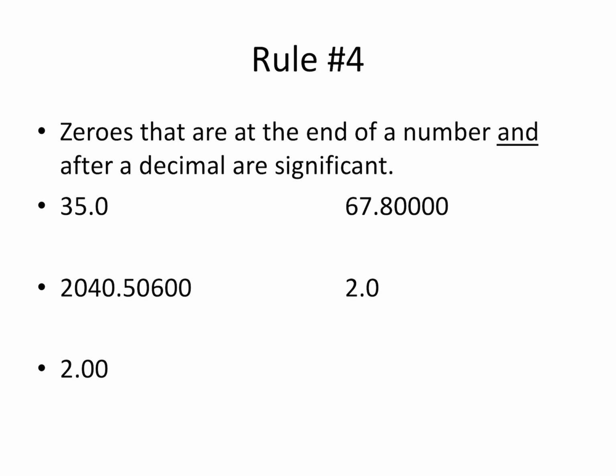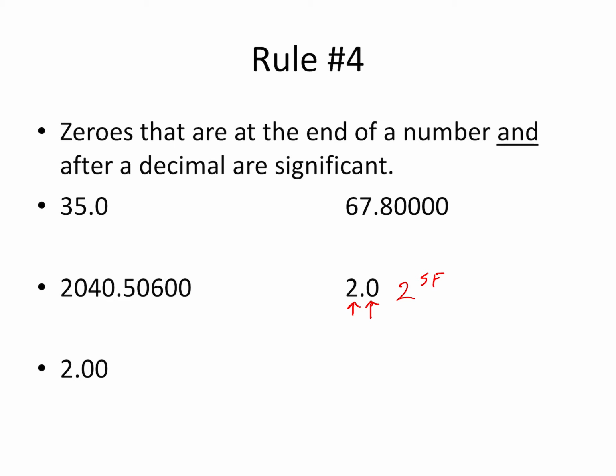Rule number 4 is about zeros that are at the end of a number and after a decimal. So I'm going to do these out of the order that they're written here. I'm going to first look at 2.0. The 2 would be significant because it's non-zero. The 0 here is a 0 at the end and after a decimal. So rule number 4 says if you're a 0 at the end and after a decimal, you are significant. So this one has 2 significant digits.